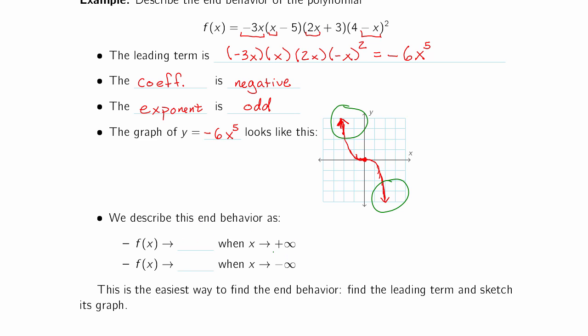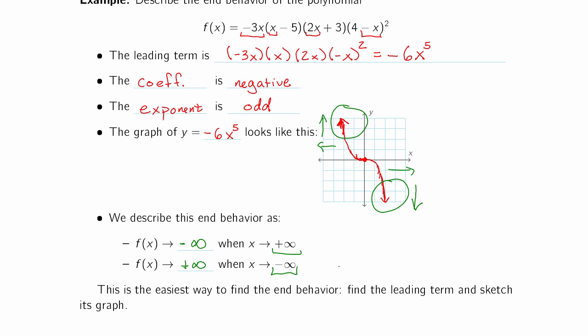Well, when x gets very, very large, that's going off the graph to the right. Our function is going down, so our function is getting very large negative. When x gets very negative, that's going off the graph to the left. In that case, our function is going up, so our function is getting very large positive. And that's what we would write to describe this end behavior. f of x goes to negative infinity when x goes to positive infinity. f of x goes to positive infinity when x goes to negative infinity.